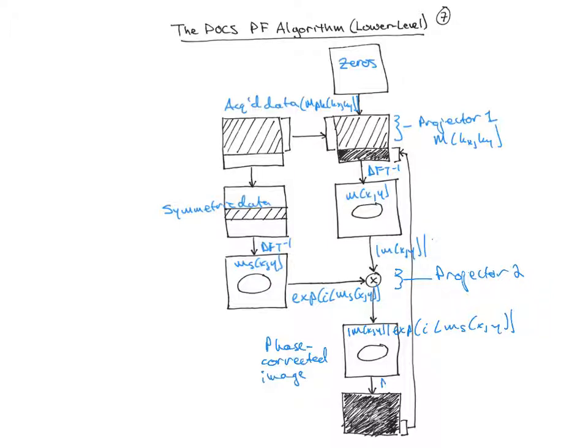You take its DFT to go back to k-space, and now it should be filled in all the way. And then you take that segment where you have filled it in, and that segment stays put when you go back to the projector 1 step, where you fill in the acquired data region with the actual acquired data. So this just repeats over and over again, until the image stops changing significantly. And that is the POCS algorithm.